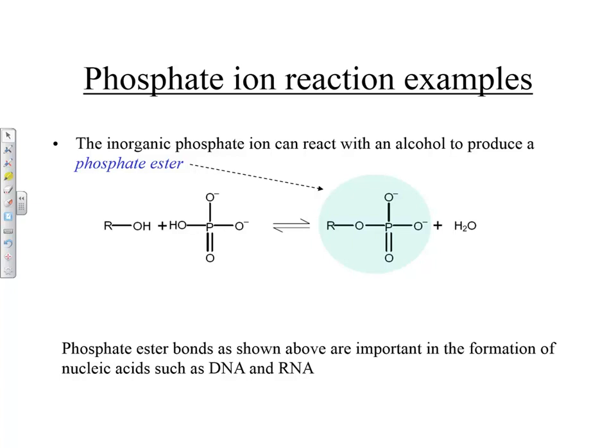Okay. And phosphate ester bonds, as shown above, they are important in the formation of nucleic acids such as DNA and RNA. And we'll see exactly how that happens. Okay. But this kind of phosphoester bond is important. In fact, DNA is formed by molecules that are linked together by phosphodiester bonds. Okay, two of them. All right. We'll see how that happens a little bit later.